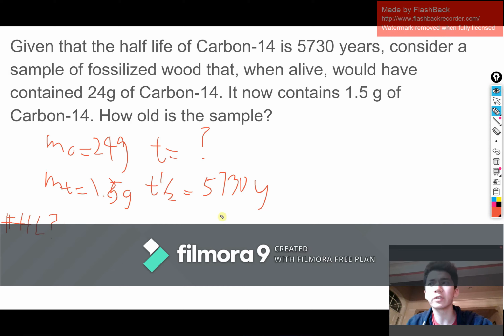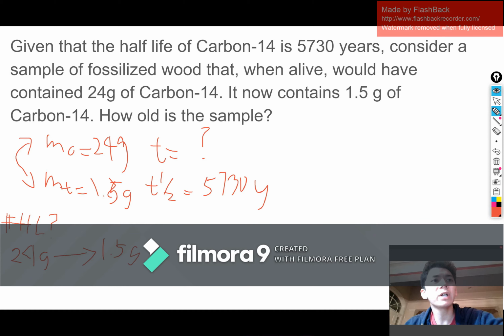All right, so we're going to use the two variables that we know, just like last time. Except this time it's a little bit different because it's the two mass values. It's different in this way, because think about it: we have 24 grams, and we're going towards 1.5 grams in the end.